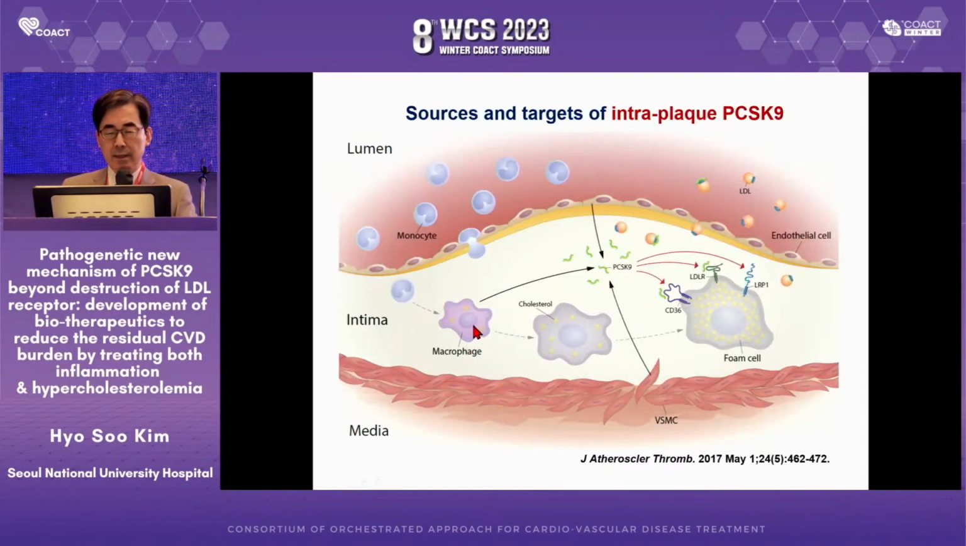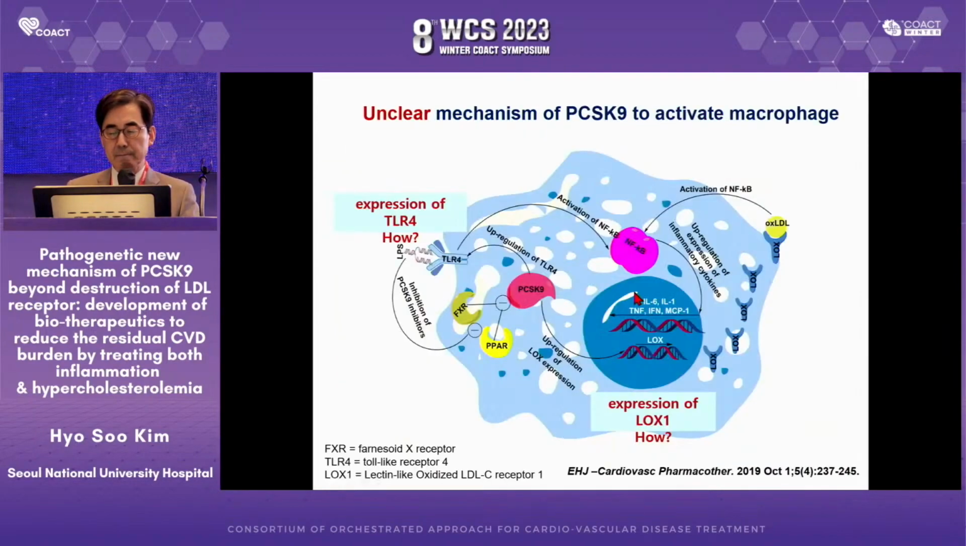Until now, there are many PCSK9 sources, not only from hepatocytes, but also from monocytes, macrophages, endothelial cells, and smooth muscle cells. This PCSK9 in plaque may induce expression of scavenger receptors on the surface of macrophages, leading to formation of foam cells. Thus, PCSK9 has a pathological role in the progression of atherosclerosis.